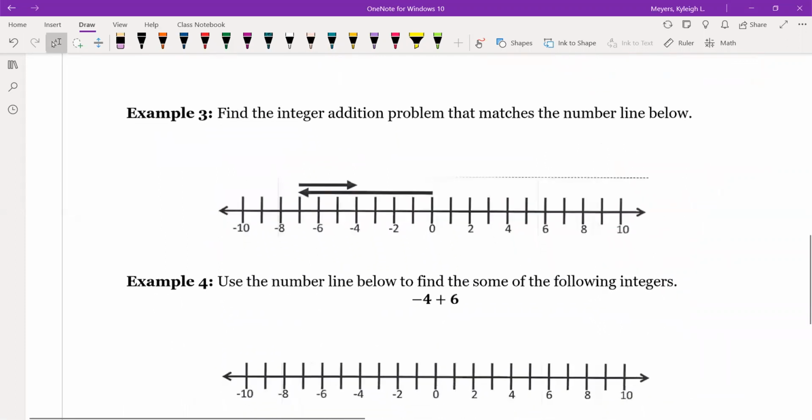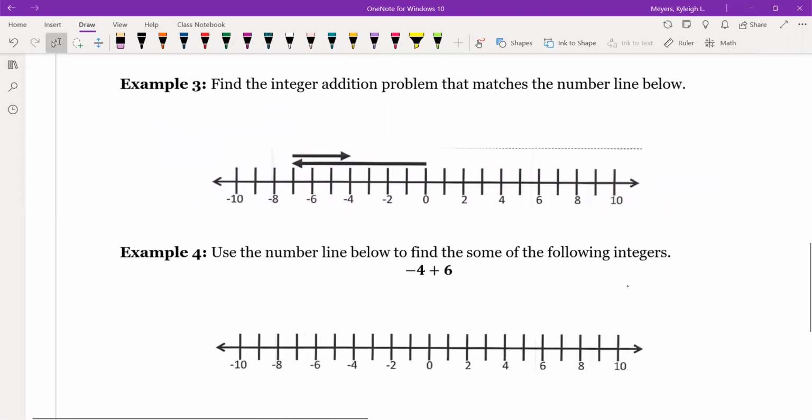Example 3, we're talking about number lines, and example 4, okay, so number lines here. We want to figure out what this first arrow is. Where does this first arrow go to? What is this number? Well, that number is -7. So this first arrow goes to -7.